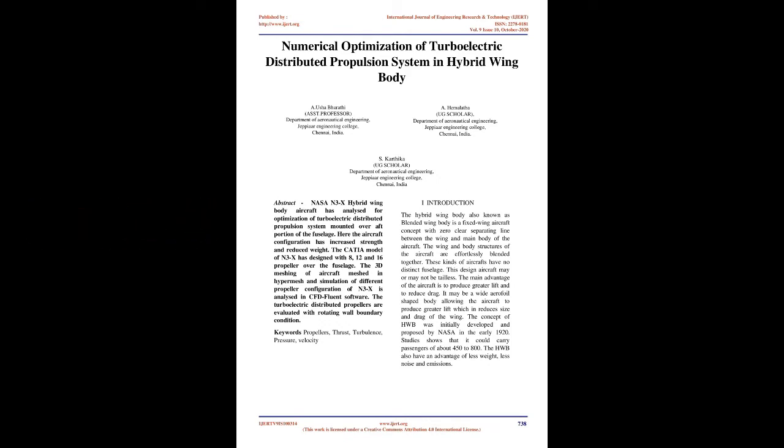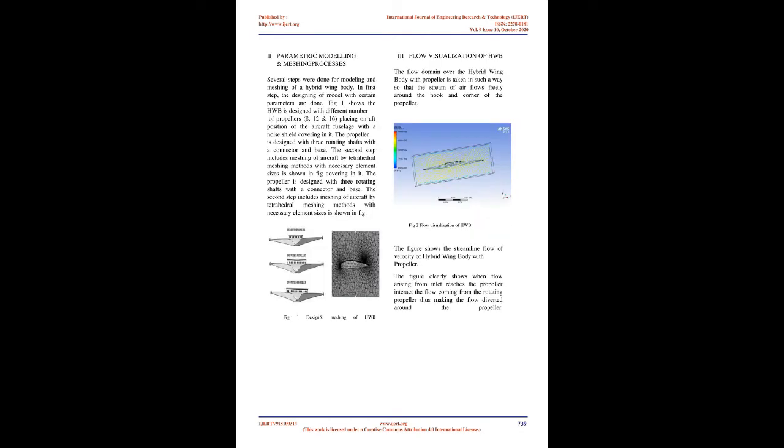The CATIA model of N3X has been designed with 8, 12, and 16 propellers over the fuselage. The 3D meshing of the aircraft is done in HyperMesh, and the simulation of different propeller configurations of N3X is analyzed in CFD-Fluent software. The turboelectric distributed propellers are evaluated with a rotating wall boundary condition. Keywords: propellers, thrust, turbulence, pressure, velocity.